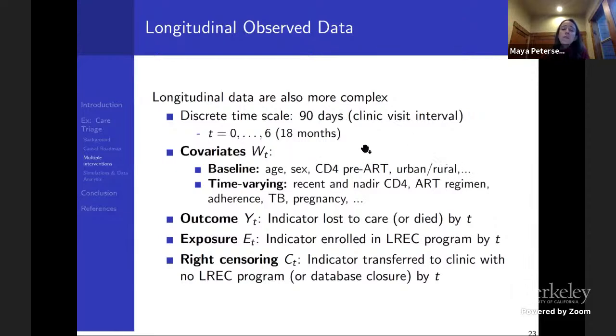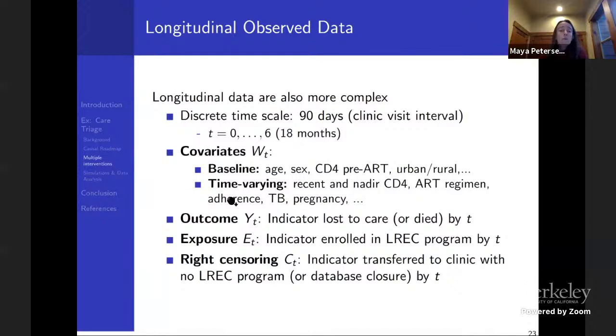But now we also really want our observed data to reflect what we actually measured. And in clinical cohort data, as in many, many settings, we really also have these very important time varying characteristics of patients. So in this case, we're tracking their CD4 count over time, any changes in their antiretroviral regimen, self-reported adherence, whether they develop tuberculosis, whether they become pregnant. And all of these variables can really have important effects on both the subsequent retention and mortality, but also on decisions to enroll in the program.